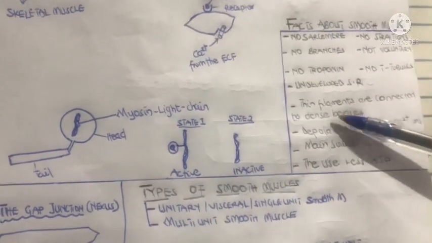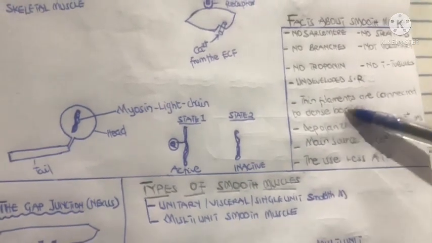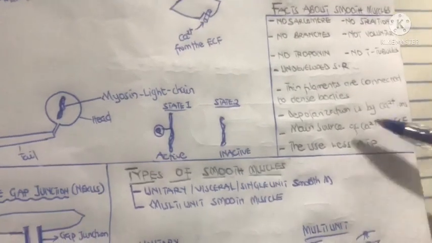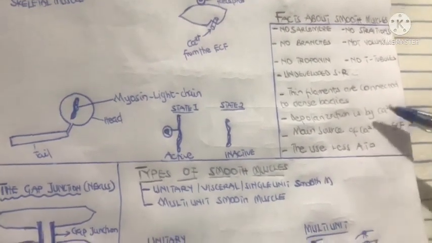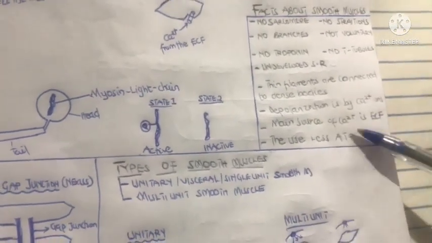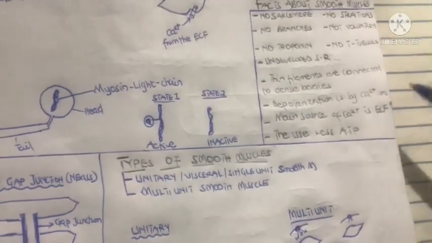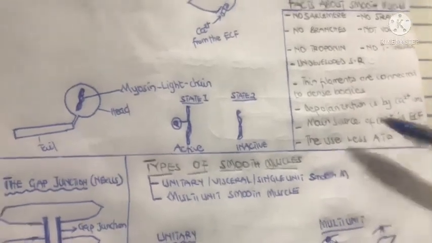They have undeveloped sarcoplasmic reticulum. They also have thin filaments. Their thin filaments are connected to what? Dense bodies, not Z-discs, dense bodies. Depolarization is by what? Calcium channels. Depolarization is by the influx of what? Calcium ions, not sodium ions. The main source of calcium ions is not the sarcoplasmic reticulum, but rather the extracellular fluid. And the smooth muscles, they use what? Less ATP.